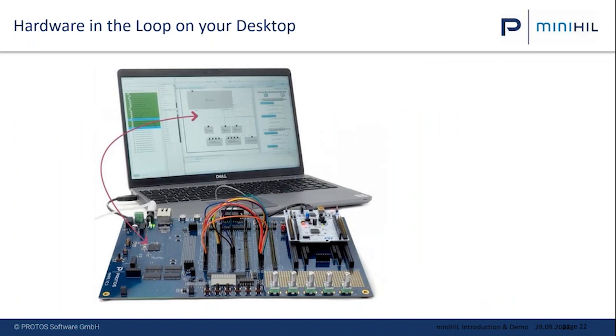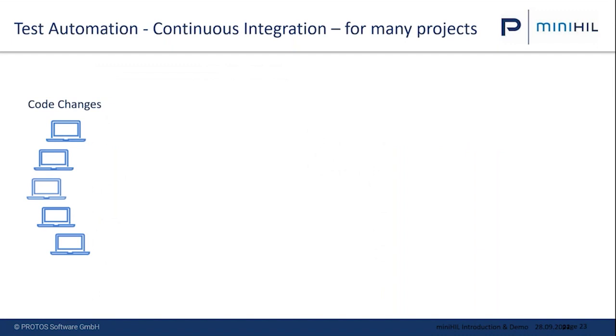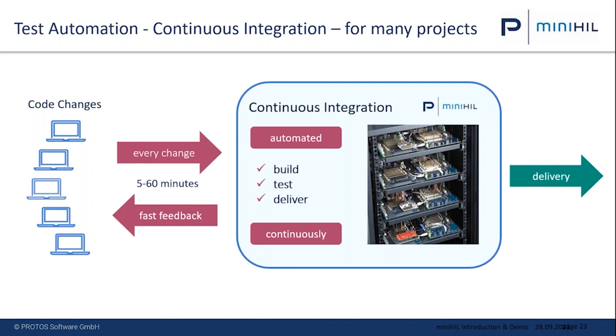So the hardware-in-the-loop setup on your desktop looks this way. You have a laptop or your desktop directly attached to our test system, and that's the setup you would use, for example, for one project or one developer. If it gets bigger, the project gets bigger, or you have more developers, or you have distributed development locations, then you need continuous integration, or you can use continuous integration. So every code change is automatically built, tested, and delivered.